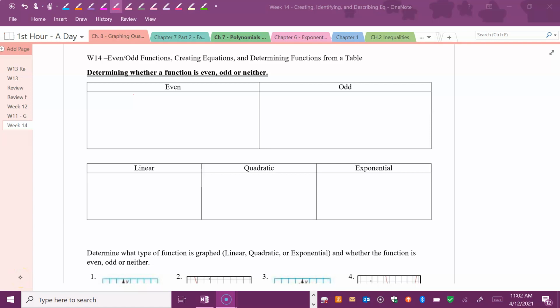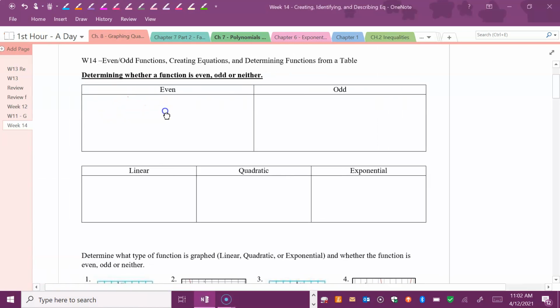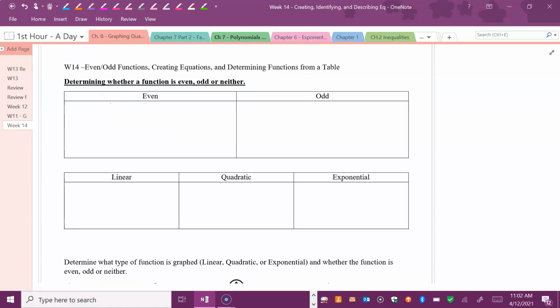This week we're going to talk about whether or not functions are even or odd. Important to note that most functions are neither of them. The reason that we use this is to help in the purpose of graphing. If we know that something is even or odd, then it makes it quicker and easier to graph.